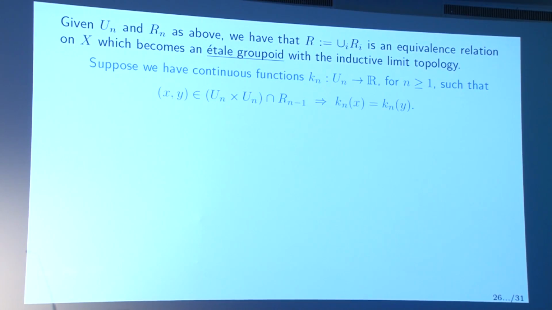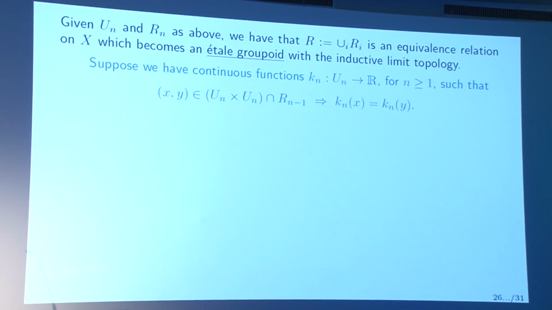Given U and Un and Rn as above, we can look at the union of these equivalence relations. This turns out to be an equivalence relation again, and it's an étale groupoid with the inductive limit topology.